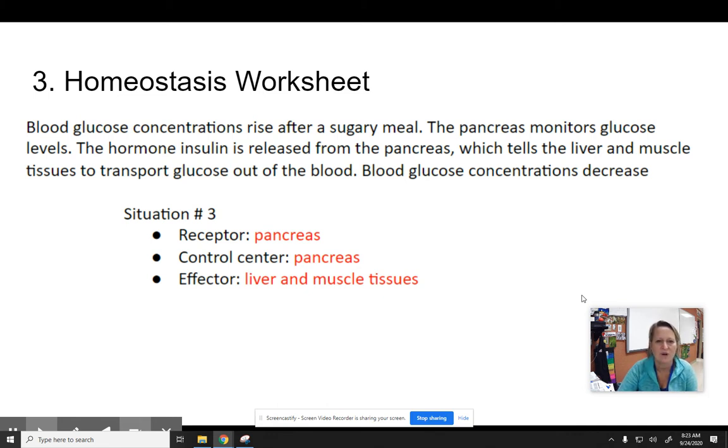The receptor was the pancreas, and then the pancreas again released hormones, so that is the control center. And then those hormones, where did they go? They go to the liver and the muscle tissue.